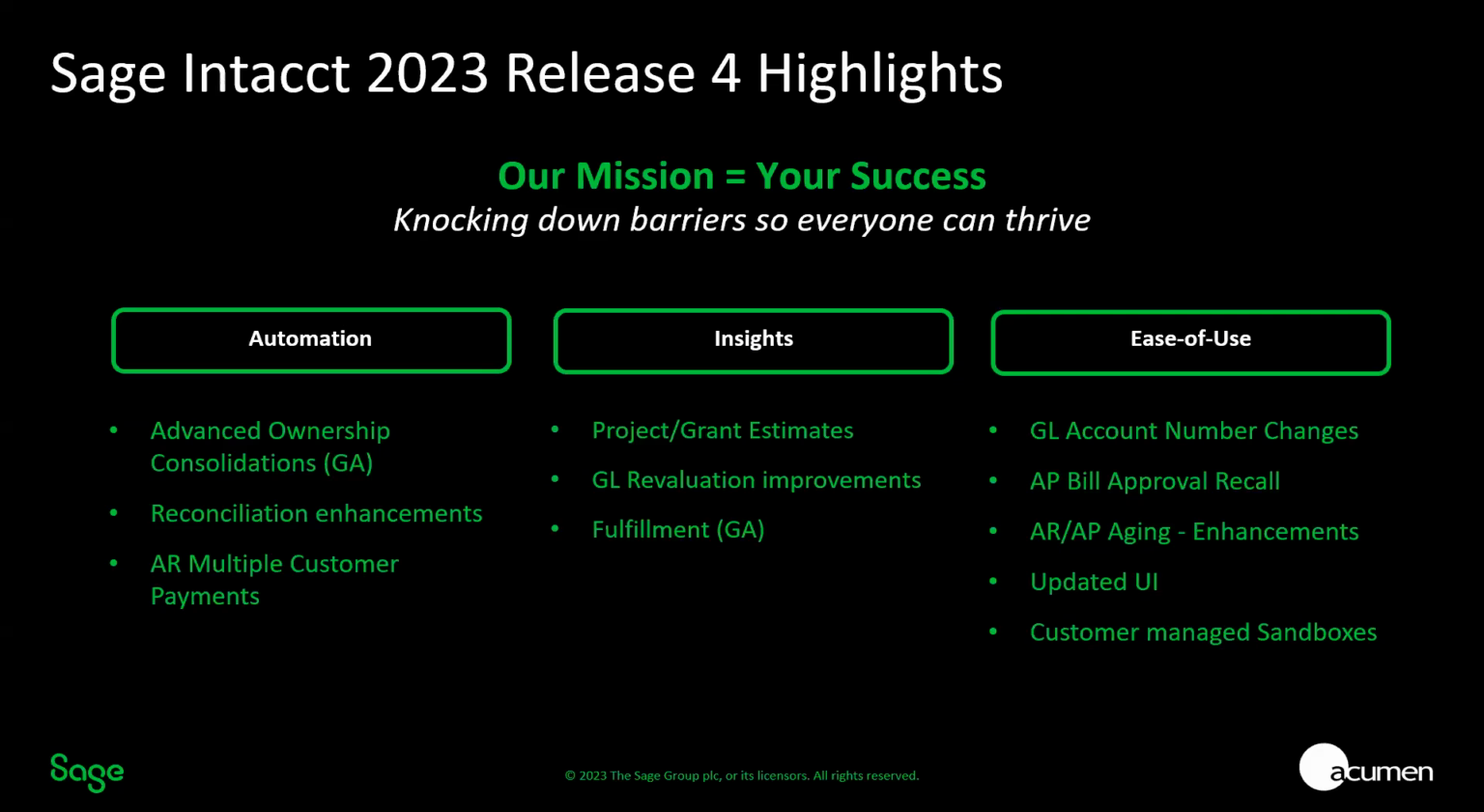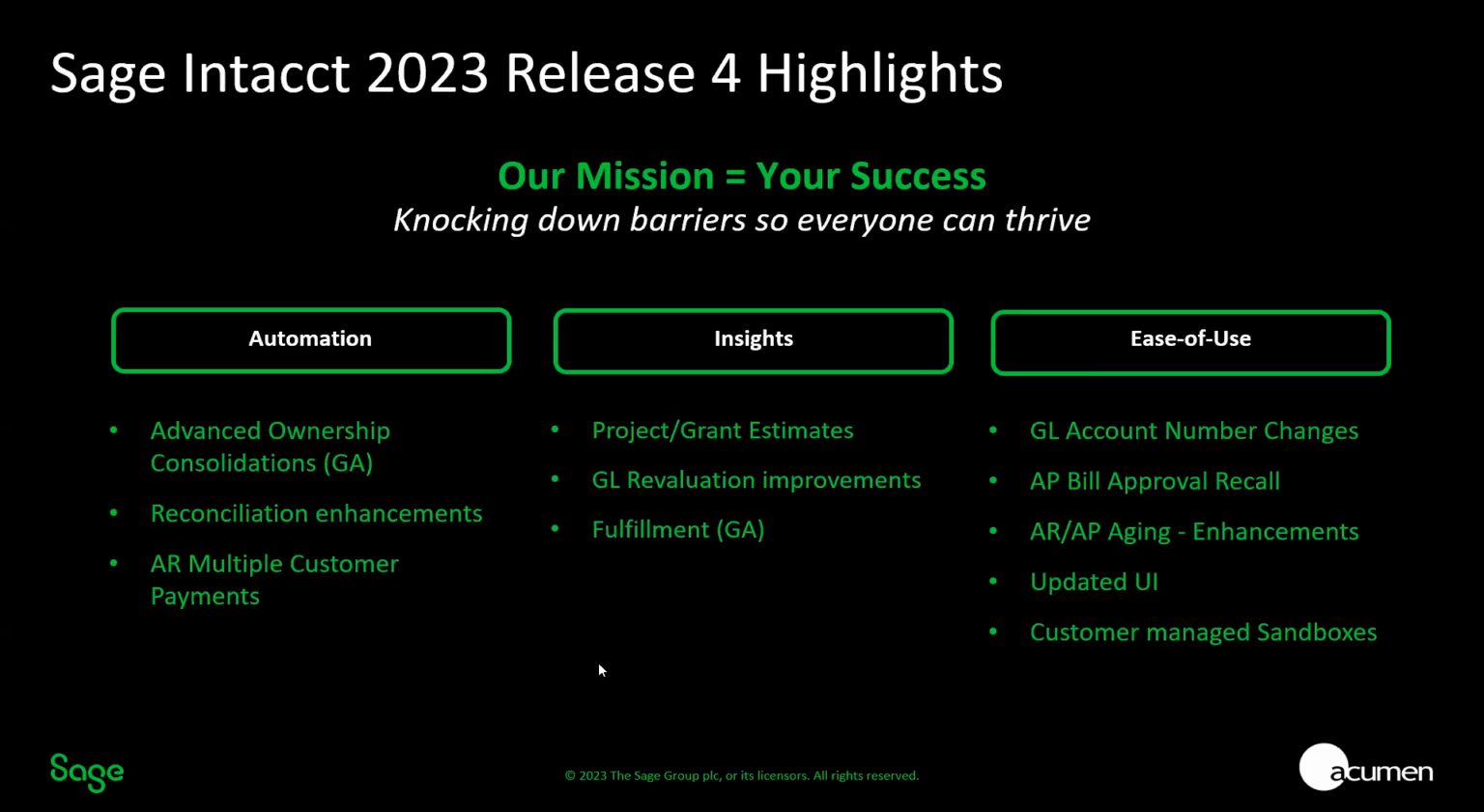And then really focus on some of these ease of use changes, because I think this will help the largest group of people on the call this afternoon. Certainly the ability now to change your GL account numbers. That's huge, that's brand new, that's something people have been asking for quite some time. The ability to add a recall button, or use that in the AP approval process. Change to the AR/AP aging reports, some of the changes to the user interface, which you may have noticed since you're using that, and then also the ability for customers to manage a sandbox.